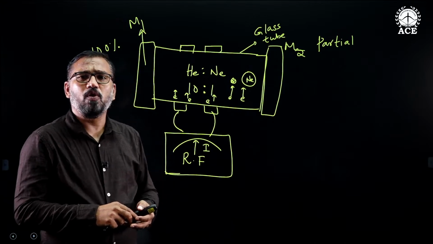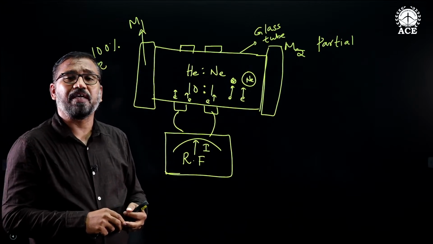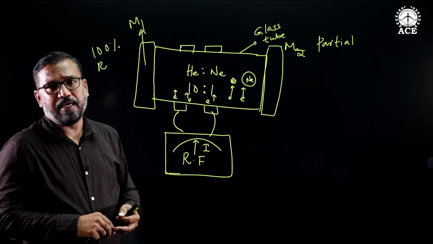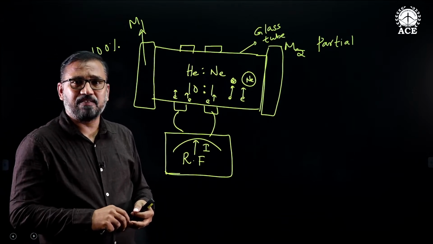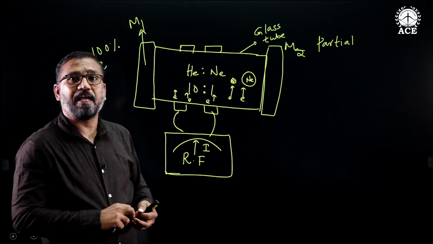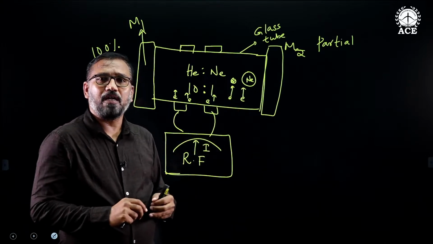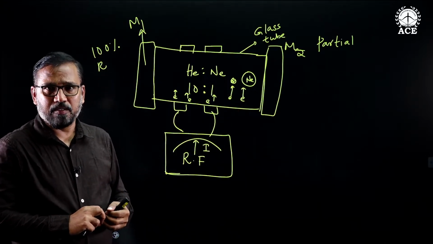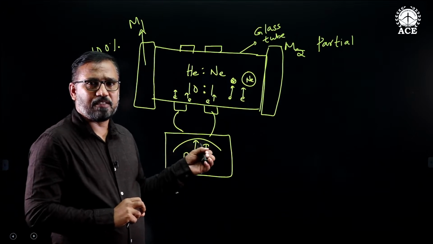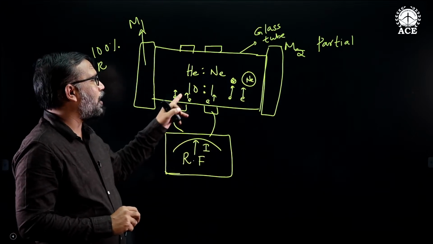Only helium. Why does only helium get excited to the higher energy level? Because their mass number and size are very small. They are light particles compared to the neon atom. Neon are heavy particles with bigger size. Helium are smaller in size.